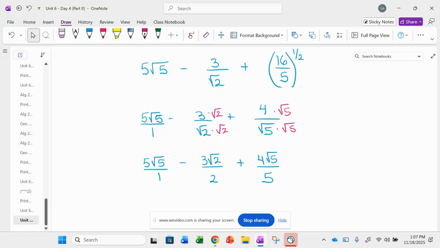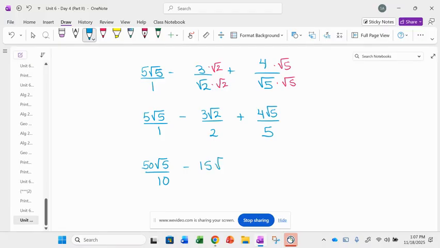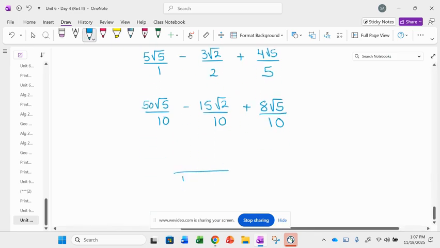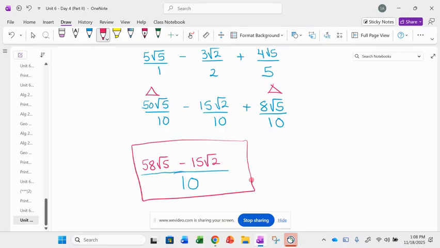Now we need a common denominator. What's our common denominator? 10. So this is 50 root 5 over 10 minus 15 root 2 over 10 plus 8 root 5 over 10. And now we keep our denominator of 10 and we add our like radicals. So I have 50 root 5 plus 8 root 5, which is 58 root 5 minus 15 root 2. Nothing I can do there, so I leave it like this.